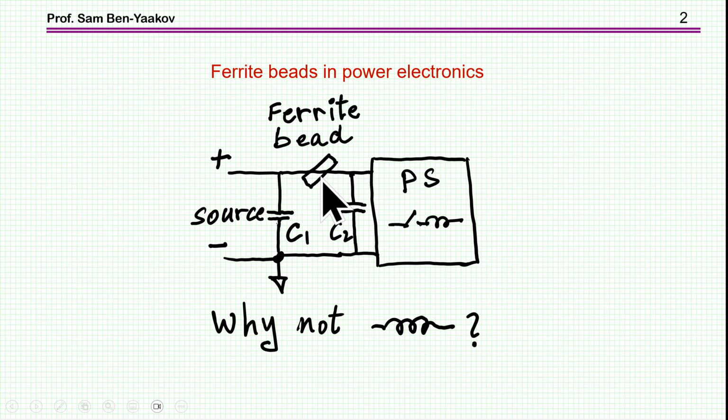Now, why a ferrite bead and not just an inductor? Common knowledge says that a ferrite bead has a resistive part, which also helps to damp oscillation that might start if you have just an inductor. So here you have a resistive part, which we are going to talk about. So a ferrite bead is assumed to be a better choice.